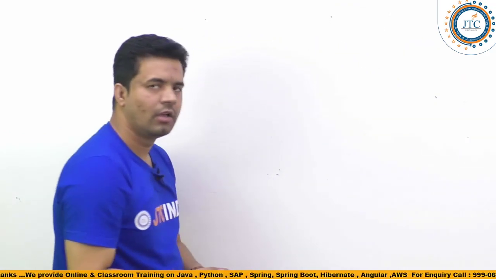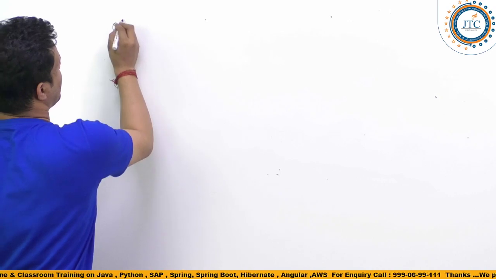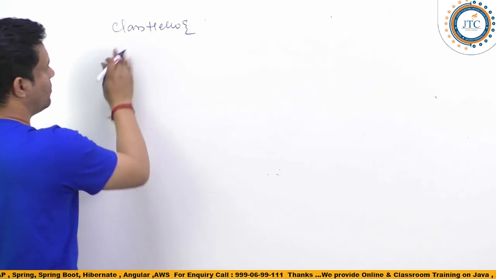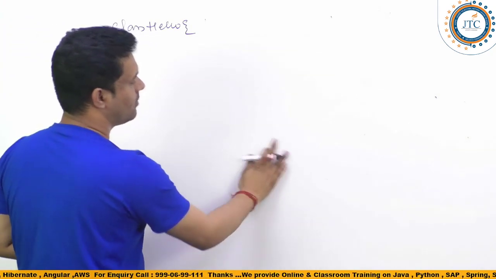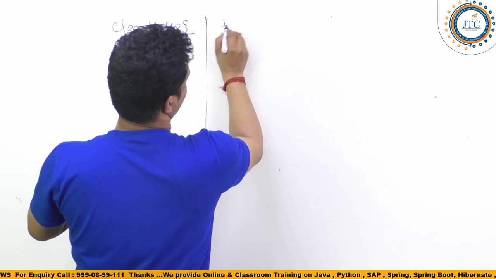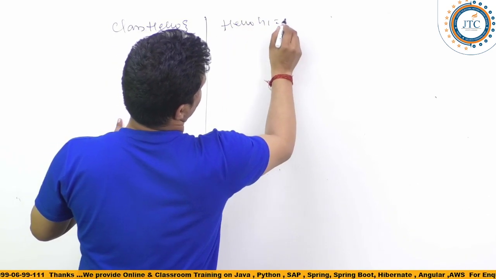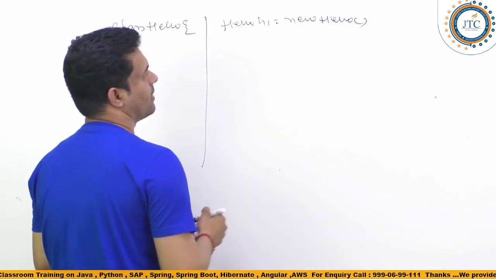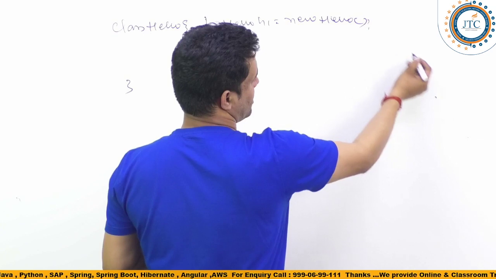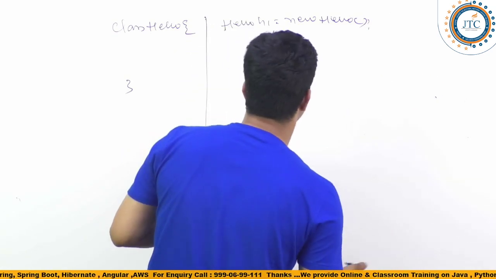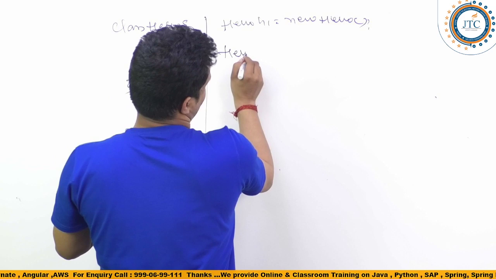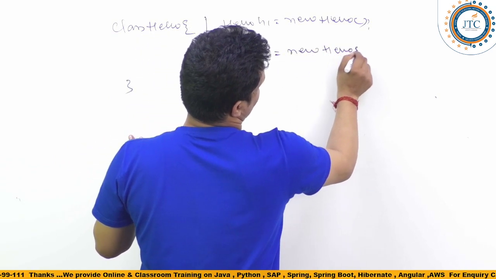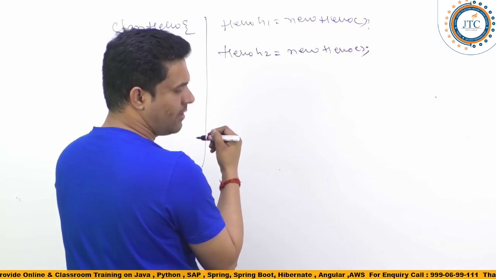Look at this now. See what happens. You have a class Hello, and when I write Hello h1 = new Hello(), one object you have created. So I'll just draw a diagram for this. Once again, you are creating another object, new Hello, one more object.